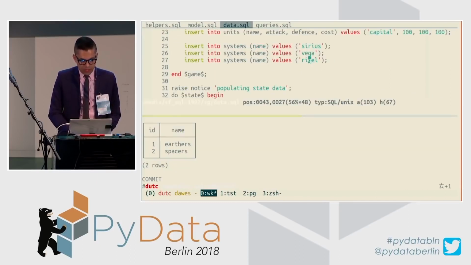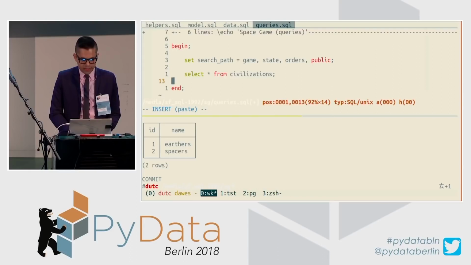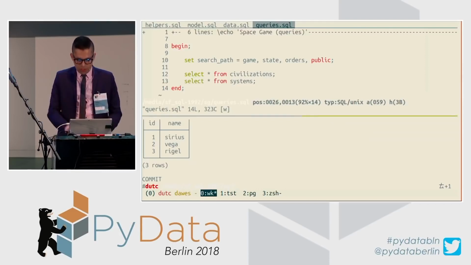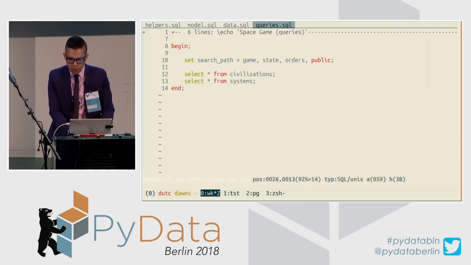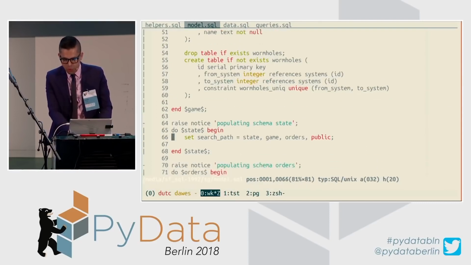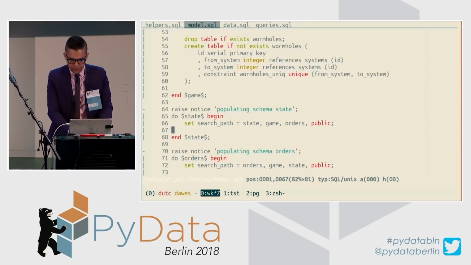Now, if I wanted to, in my queries, I could do something like select star from civilizations, select star from systems. And you can see everything just works. Now, as I get into the dynamic data, the data that actually represents the game state, I start to see some things that are a little bit more complicated, where I need to do some more complicated constraints and modeling. I need to do more complicated queries. Let me show you 2 of those.